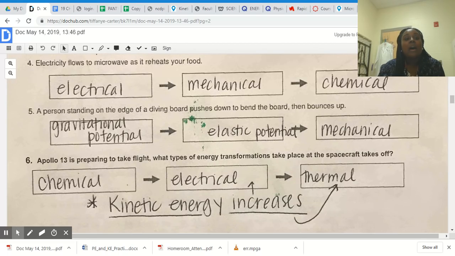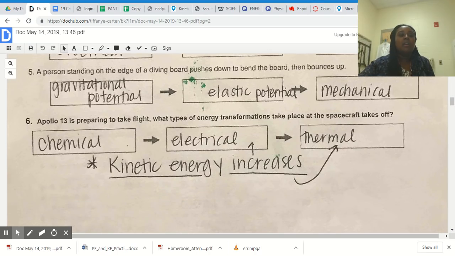Number 4, electricity flows to microwave as it reheats your food. So first thing, electricity is electrical energy, and it's going to flow to the microwave. So electricity is going to allow mechanical energy to happen as the microwave is heating your food, as it's spinning, as the waves are moving. So potential energy, kinetic energy gives you mechanical. And then it's reheating your food. So it's reheating that chemical energy that's going to fuel your body or whoever's body that's about to consume it.